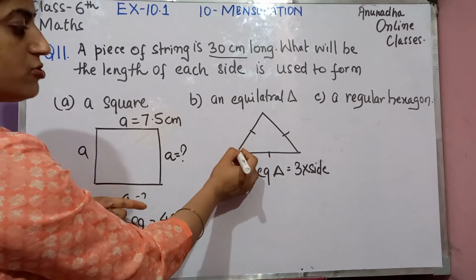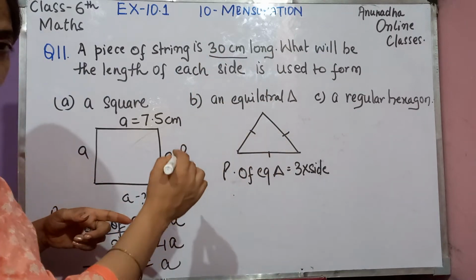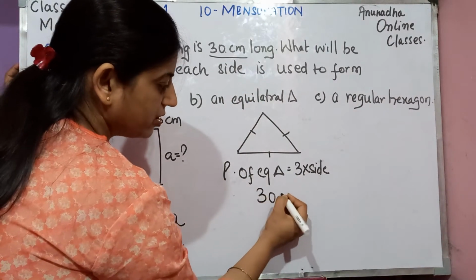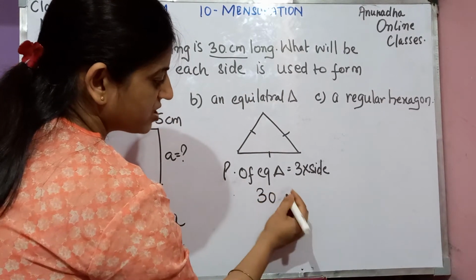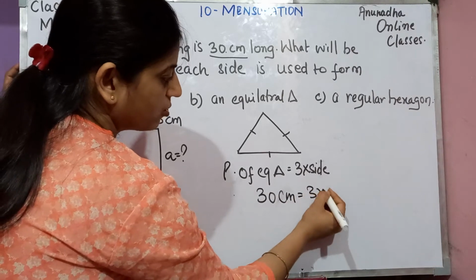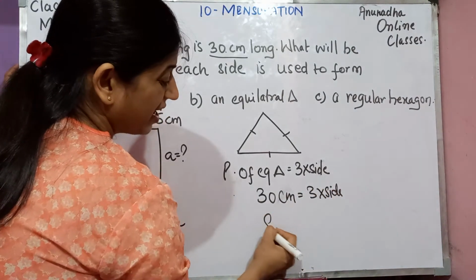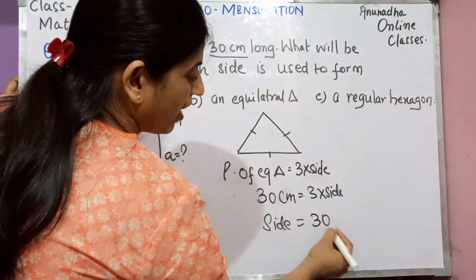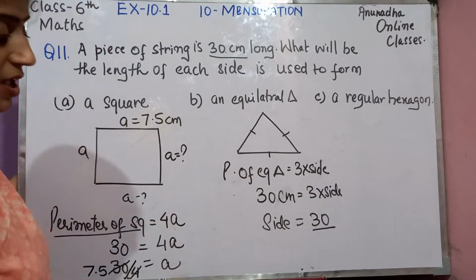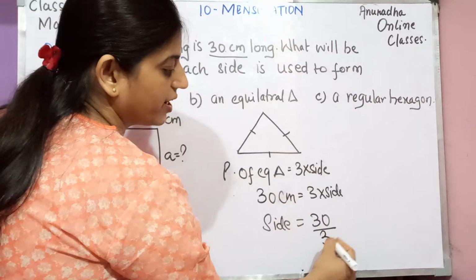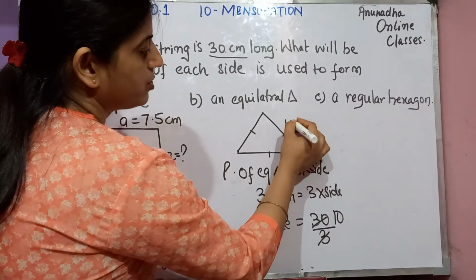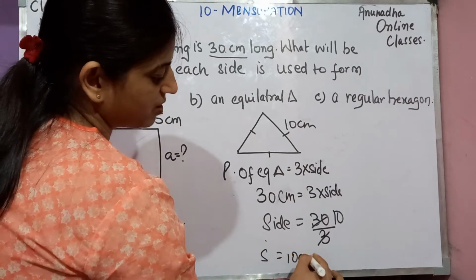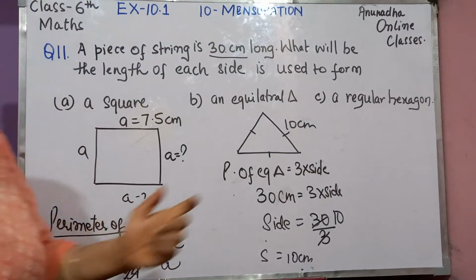Perimeter string की length तो same है. उसी string को हमने triangular shape बनाया and equilateral triangle बनाया. That means we are having length perimeter what? 30 centimeter. Write down centimeter. Then 3 into side. That means side is equal to 30 divided by, here 3 is multiplying. That means when it will go to another side, it will get divided. This is what? 10. So, we got the side equals to 10 centimeter. One of the side of equilateral triangle is 10 centimeter.